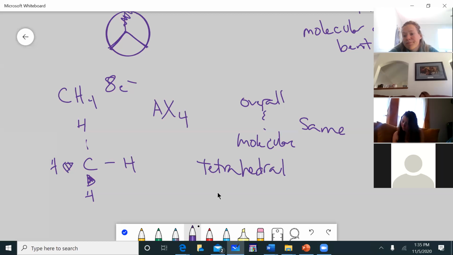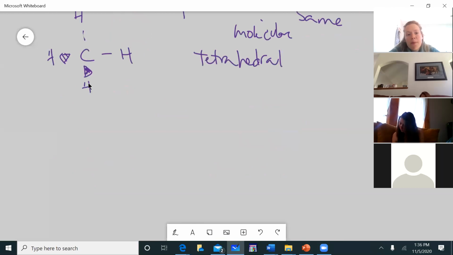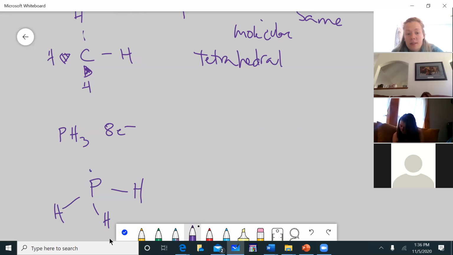Tetra meaning 4. To build onto this, let's do PH3. PH3 has 8 electrons to mess around with. We'll have P, H, H, H, and then I have a lone pair of electrons on the very top.